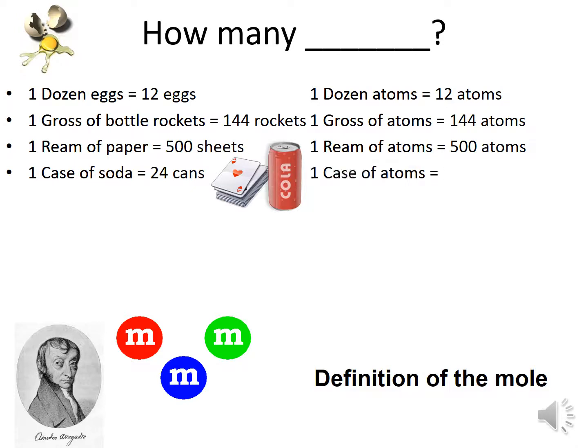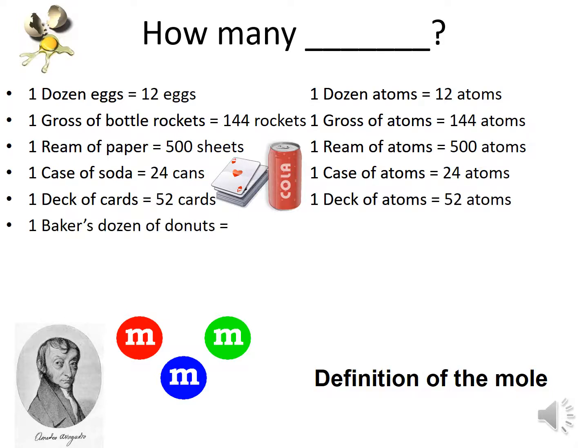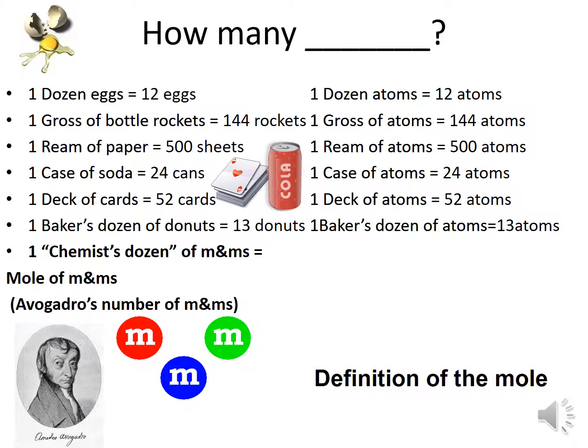A case of soda is 24 cans, so a case of atoms would be 24 atoms. A deck of cards has 52 cards, so a deck of atoms would be 52 atoms. A baker's dozen of donuts is actually 13, since a baker throws in an extra. So a baker's dozen of atoms would be 13 atoms. So what word and how many does the chemist use as their version of dozen?